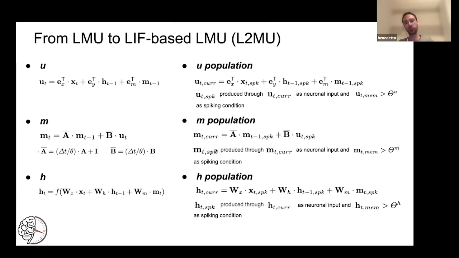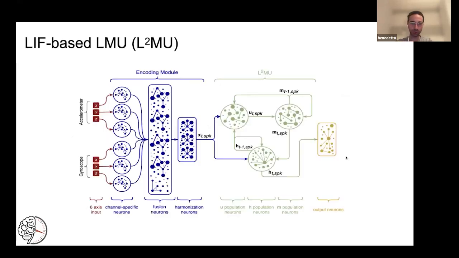We generate the spikes that are produced through the current as a neural input. Each population has its own membrane potential, and the spikes are generated when the membrane potential overcomes the threshold. This is a representation of our spiking version of the Legendre Memory Unit. In this case, we adopted an encoding module. This encoding module serves because we want our network to work only with spike tensors and not with raw data.